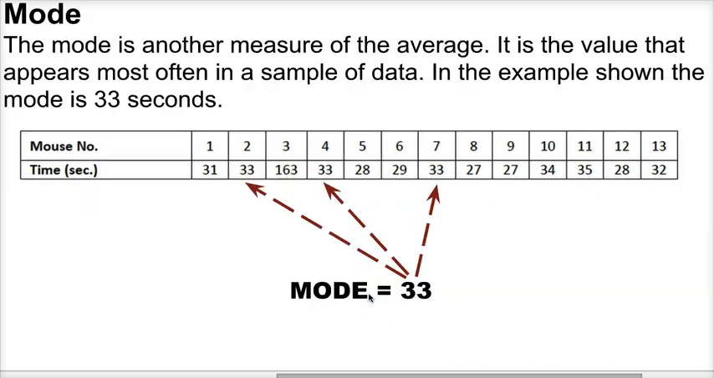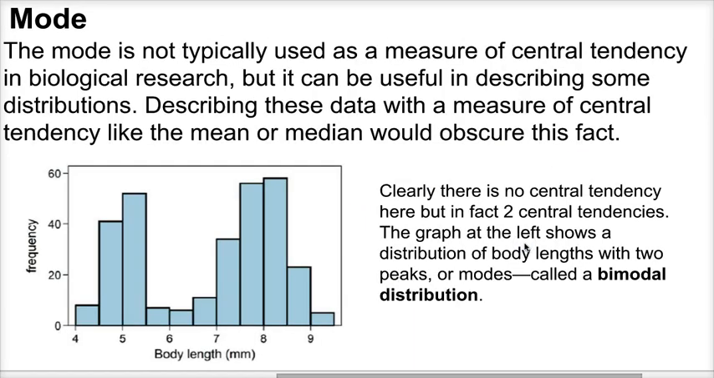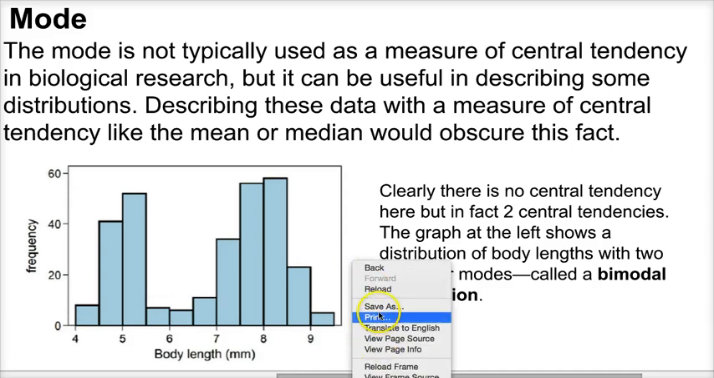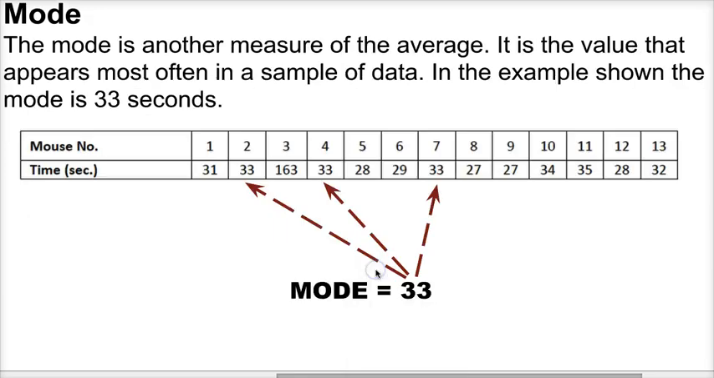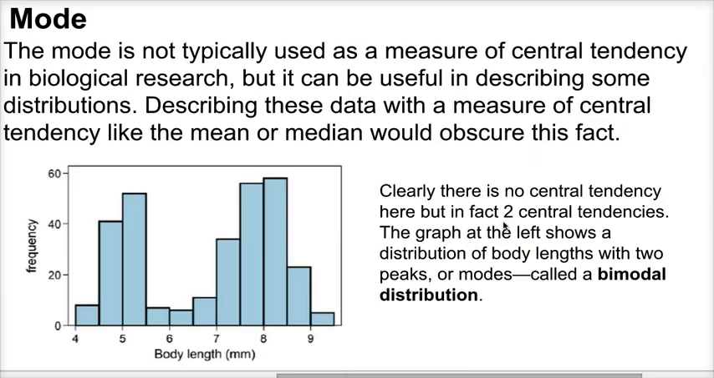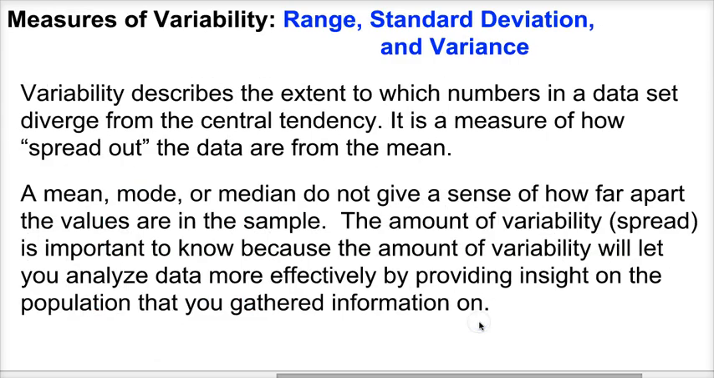Now the mode we don't often use, but the mode is where you have the most numbers of the same event. So in this case, 33 was the mode because that was one of the values that repeated the most. And sometimes a mode can help us if we don't have a single central tendency. Notice there's two central tendencies here. So having a mode will give us a little more insight into what's going on with the data.